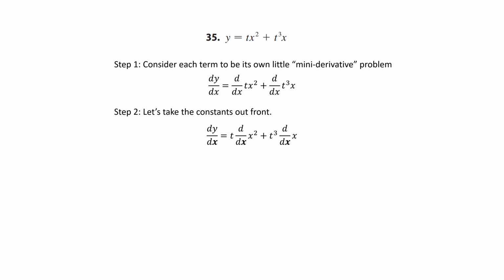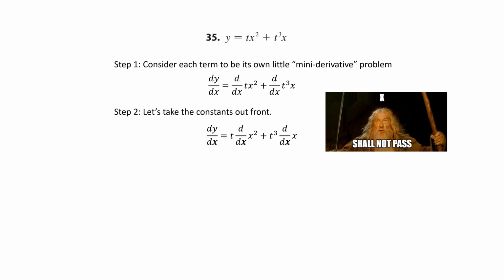Step 2, we want to take our constants out front, and in this case, notice I put the x on the bottom in bold. You can think of the x as being like a big wall, where Gandalf is basically saying x will not pass. So as long as the term doesn't have x in it, you can pretty much move it out front.